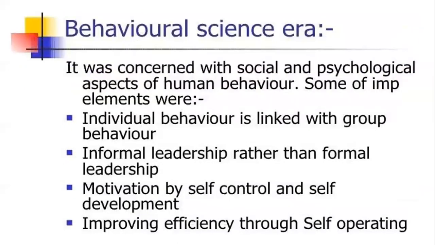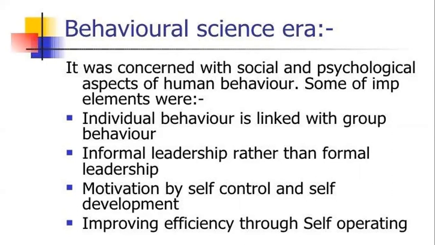And then we go to the next phase of evolution, that is the behavioral science era, where we started giving more importance not to the psychology but to the behavior of people and how people react and interact in a work environment or in a social setup, in other words, right? It was concerned with social and psychological aspects of human behavior. Some of the important elements in this era: individual behavior is linked with group behavior, definitely yes, we're talking about group dynamics here with respect to intra and interpersonal linkages, right?